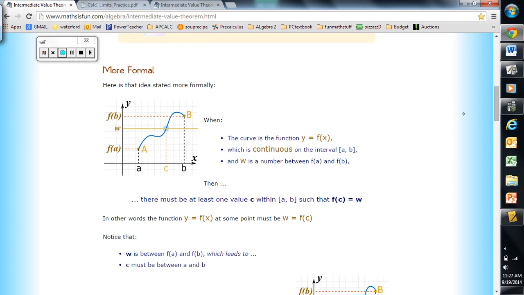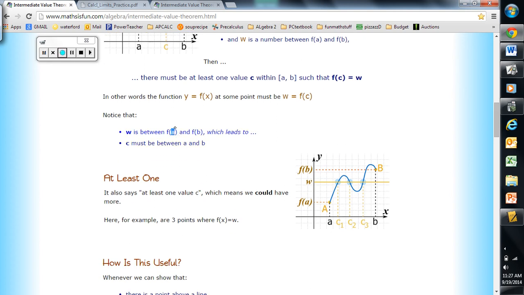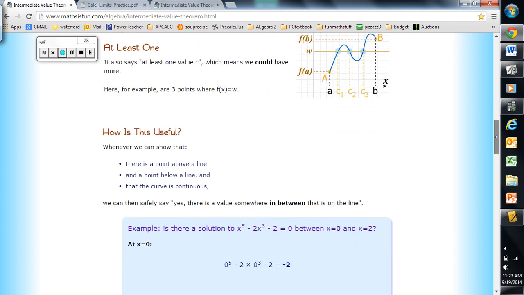So this is the math mumbo-jumbo. If the curve is continuous from A to B inclusive, then there must be a y value in between these two y values, and there must be an x value that coordinates with that y value. That's all we're saying. Keep in mind, these are y values. F of A and F of B are y values. It could happen more than once, that there's more than one time that it crosses that line between A and B, but it has to happen at least once. Why is it useful? Or how is it useful?